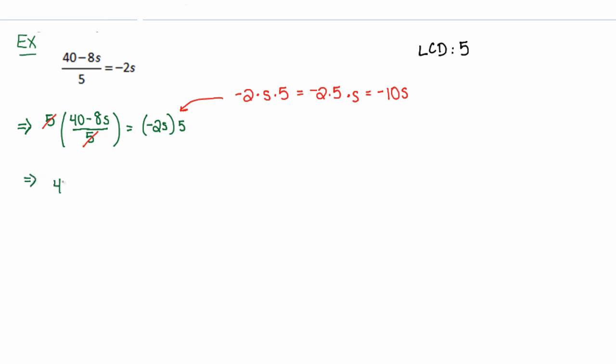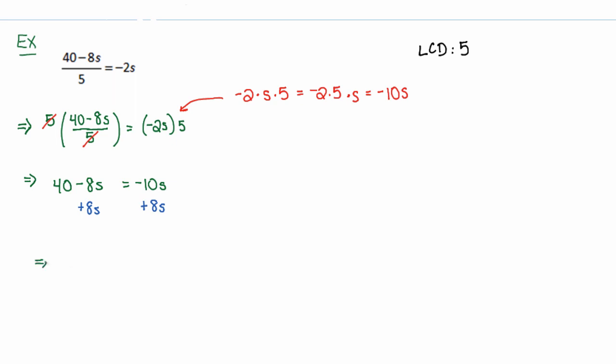So we have this 40 minus 8s. No need to write parentheses anymore over here on the left-hand side because there's nothing multiplying it anymore. And on the right-hand side, we have that negative 10s. Now I'll go ahead and add 8s to both sides using the addition property of equality.